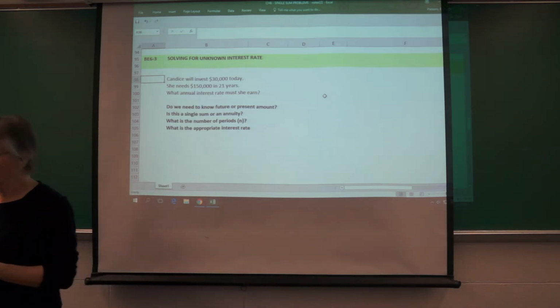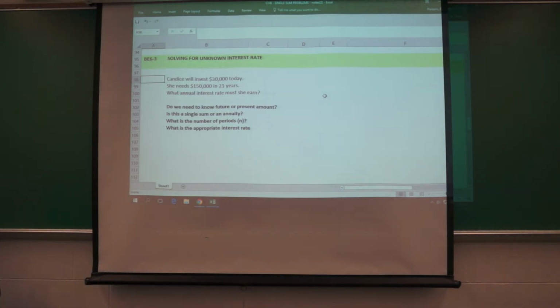So when we go through our questions here, we say, do we need to know the present or the future? Well, in this case, we know both. Single sum or an annuity? We're dealing with a single sum. And what are the number of periods? Well, it's the 21 years. And what's the annual interest rate? Well, that's what we're looking for.